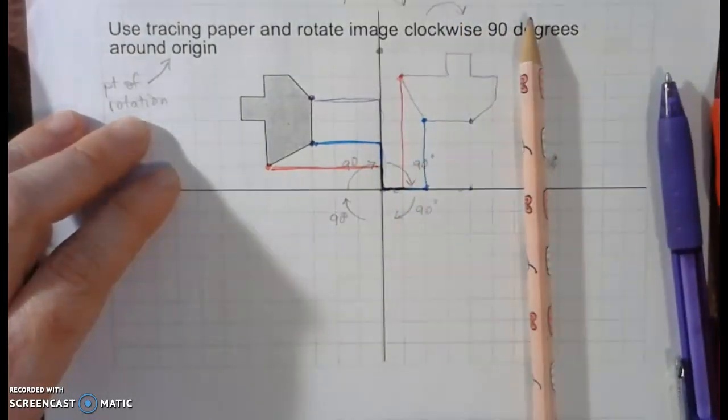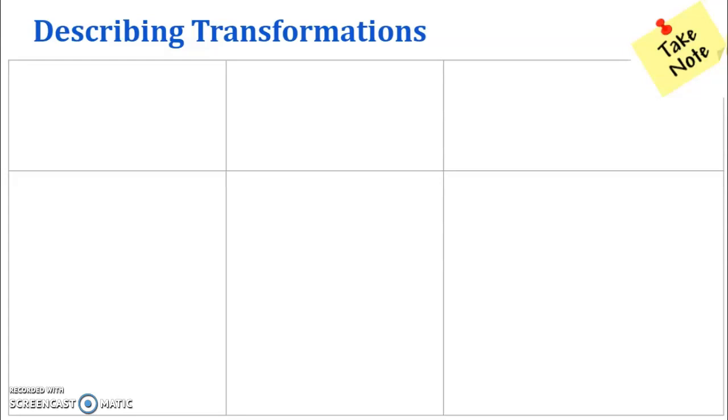Okay, so that's just a quick extension. Now we're going to be talking about notation of transformations. First thing, I want you to tell me what are the 3 transformations that we've learned so far.